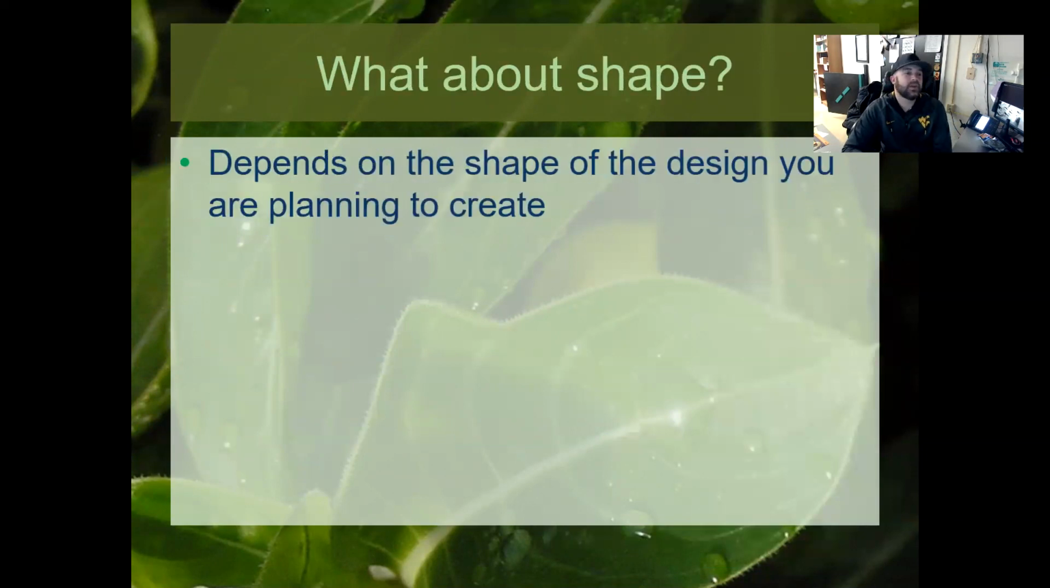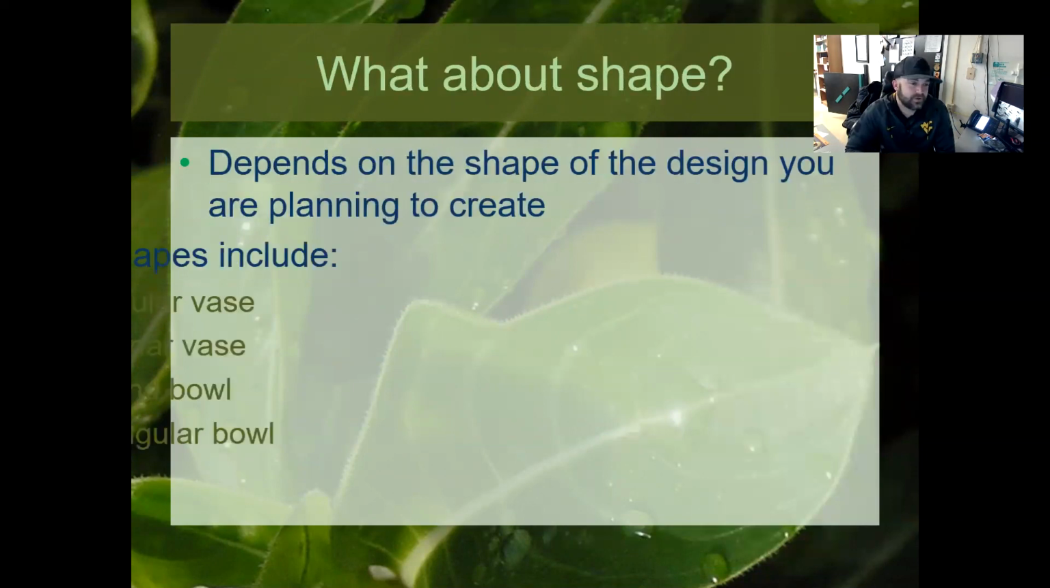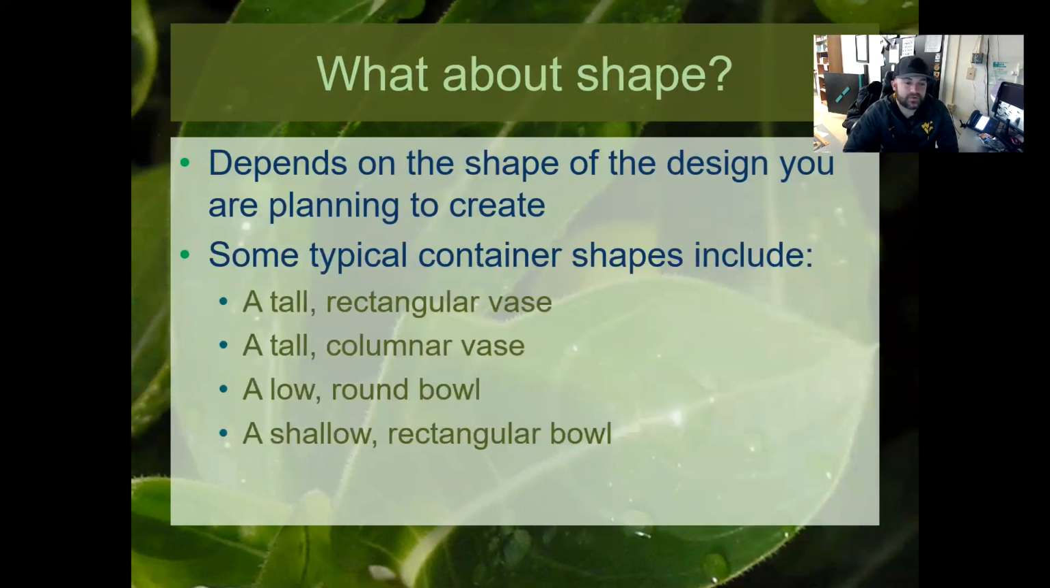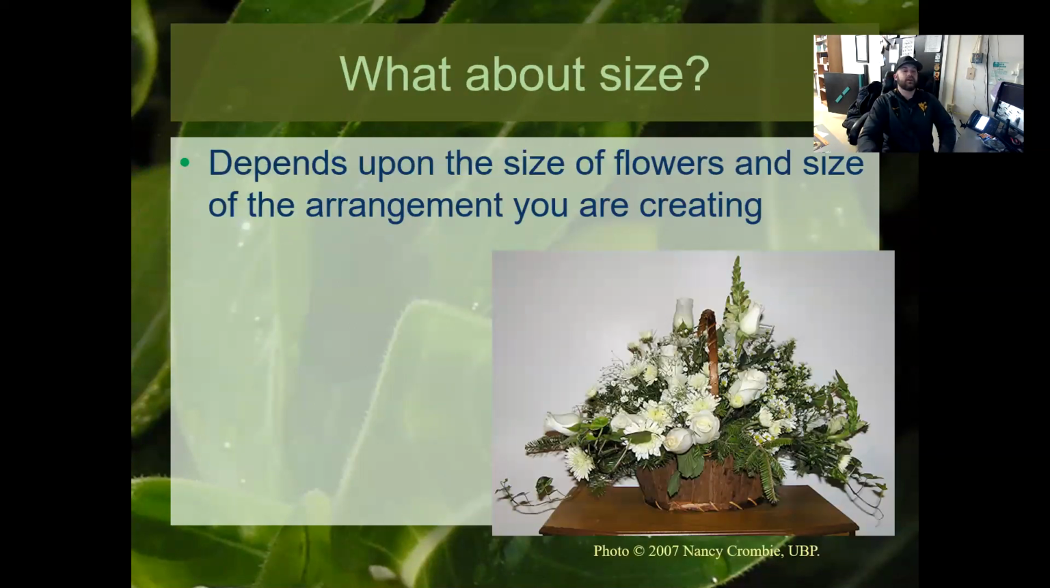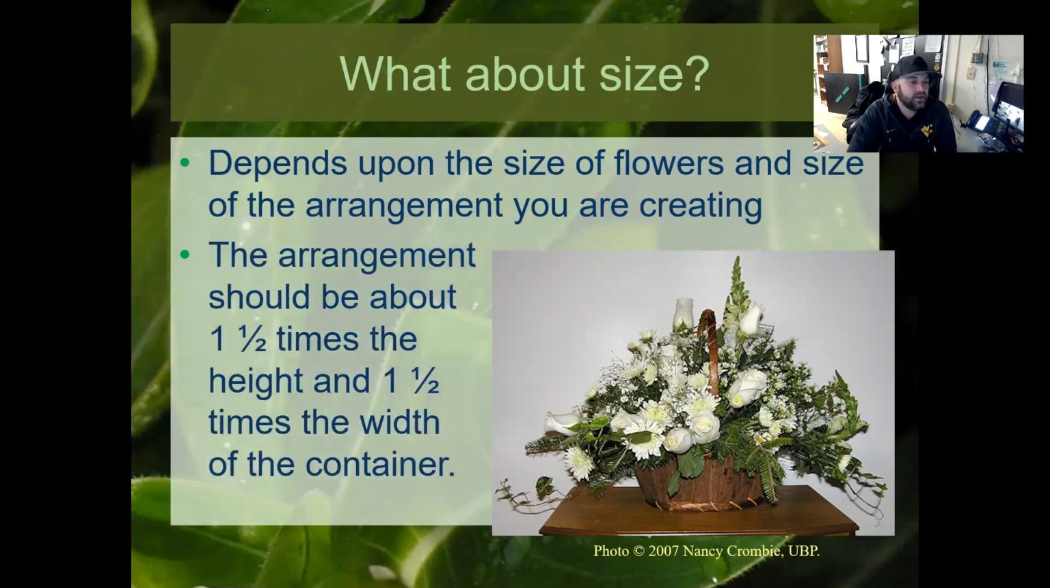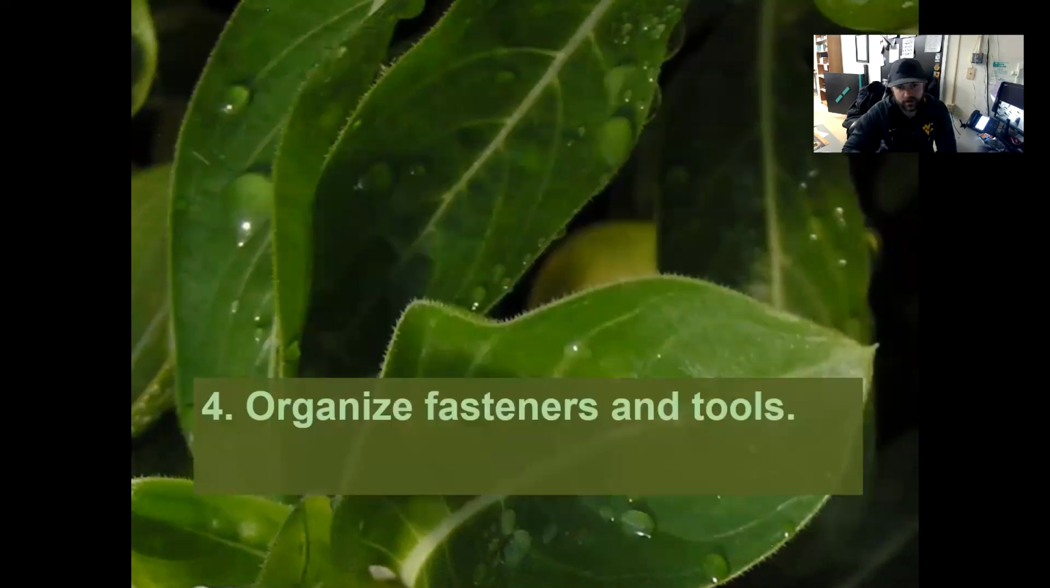So what about shape? It depends on the shape of the design you're planning to create. Some typical container shapes include a tall rectangular vase, a tall columnar vase, a low round bowl, and a shallow rectangular bowl. And what about size? It depends on the size of flowers and size of the arrangement you're creating. The arrangement should be about 1.5 times the height and 1.5 times the width of the container.